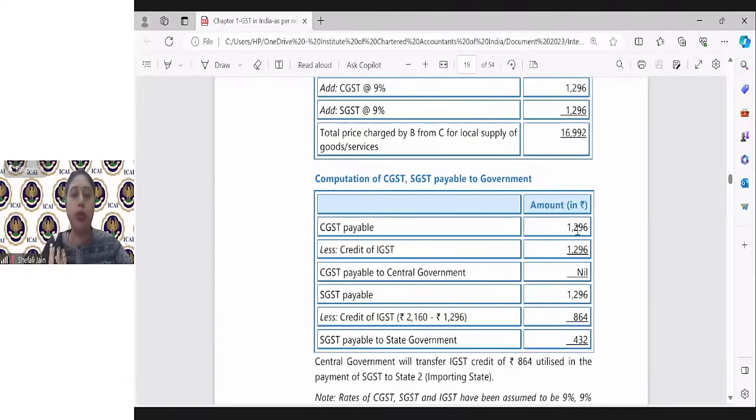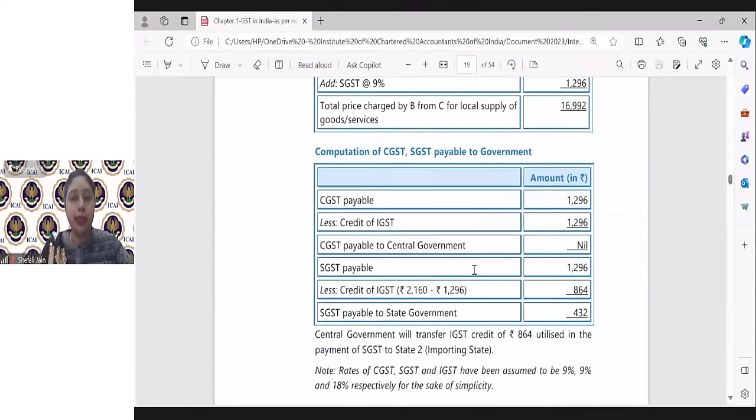CGST payable nil ho gaya kyunki usne apne CGST ko pay karne ke liye IGST ka credit use kar liya sara. Abhi lekin IGST mein 864 rupees aur bache hue the. To usne bache hue paise kiske liye use kar liye? SGST ko pay karne ke liye.